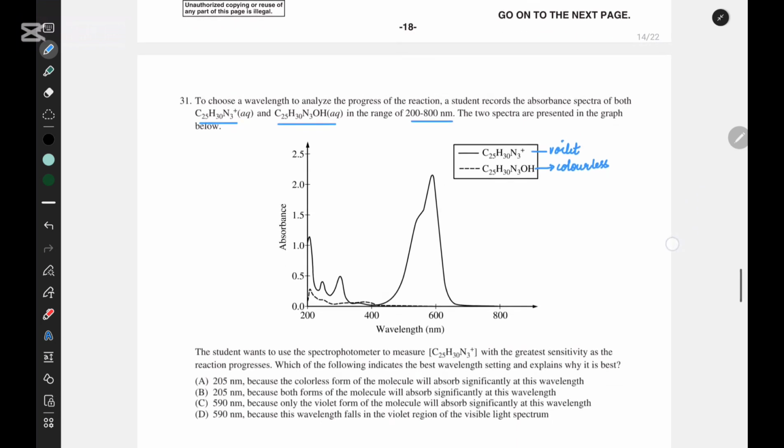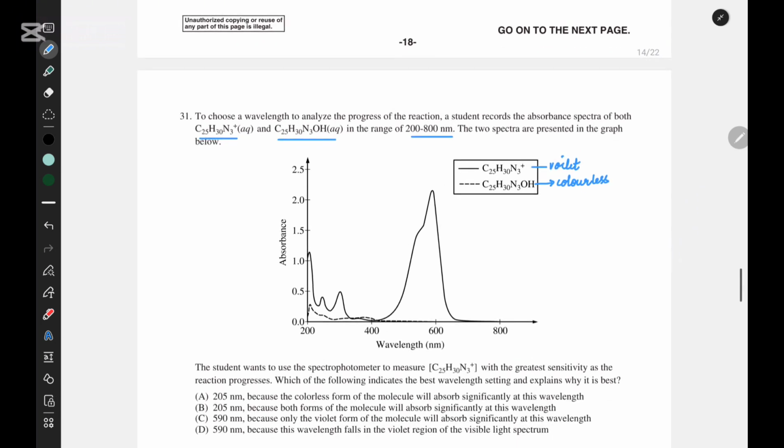So if they both have different colors, and we need to measure just one chemical, you need a wavelength. Why? Because there are two different colors and we need to identify one color where only one chemical absorbs light, so that we can identify them.